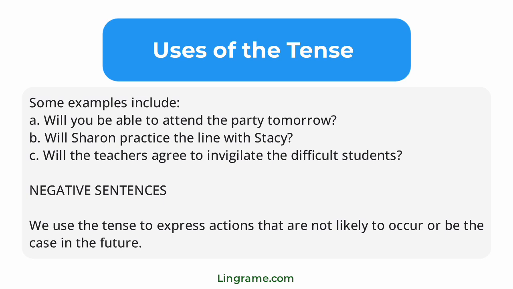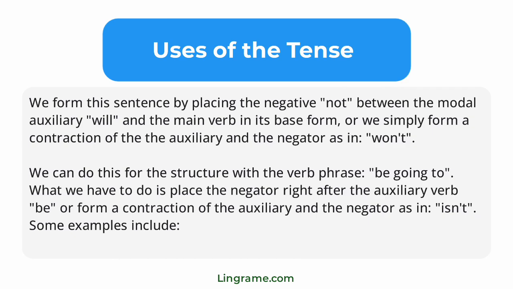Negative sentences. We use the tense to express actions that are not likely to occur or be the case in the future. We form this sentence by placing the negative not between the modal auxiliary, will, and the main verb in its base form, or we simply form a contraction of the auxiliary and the negator as in won't.